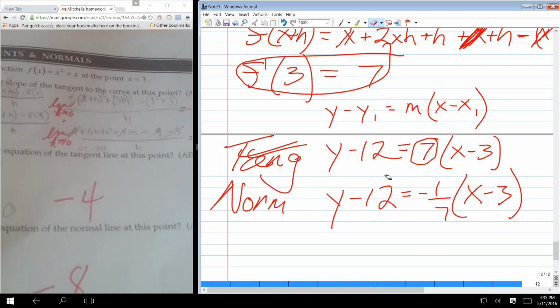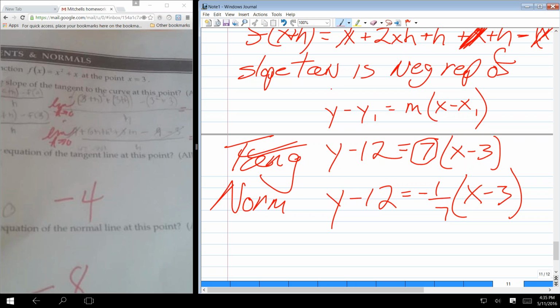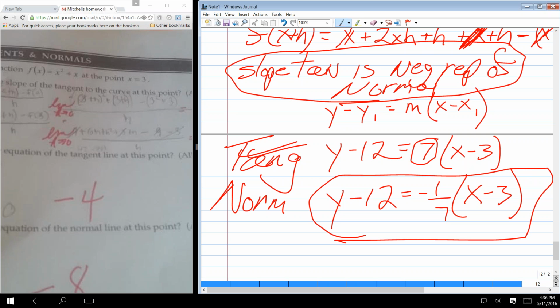So if you had to show some work, you could say something like, slope of tangent is negative reciprocal of normal. There, that's all you need to say. Put that sentence and then put this answer. That's all I did. All I did was take the slope of the tangent line and change it to the negative reciprocal slope for the slope of the normal line. But everything else stays the same.